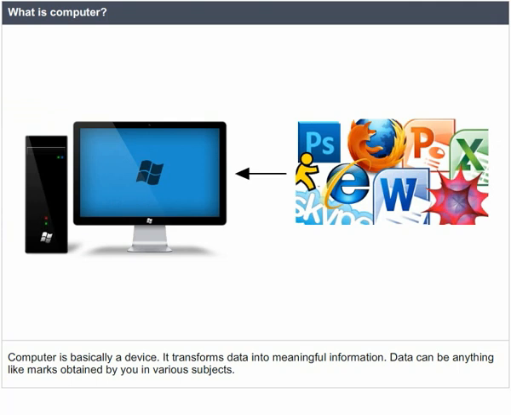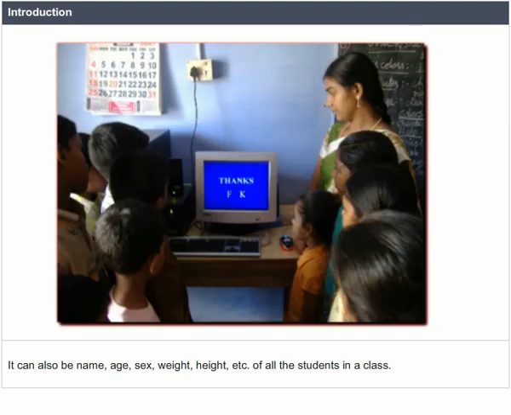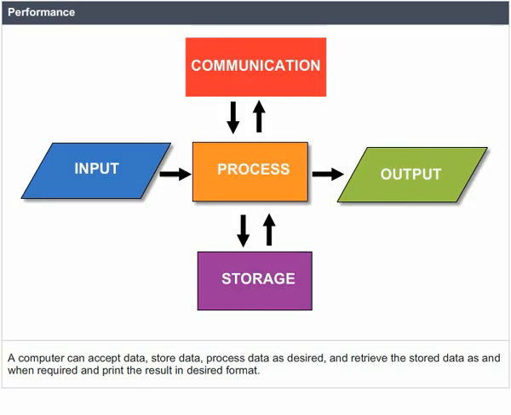What is a computer? A computer is basically a device. It transforms data into meaningful information. Data can be anything, like marks obtained by you in various subjects. It can also be name, age, sex, weight, height, etc. of all the students in a class. Performance. A computer can accept data, store data, process data as desired, retrieve the stored data as and when required, and print the result in desired format.